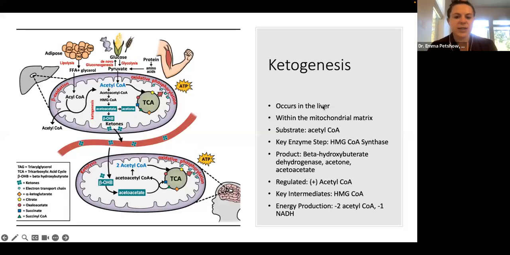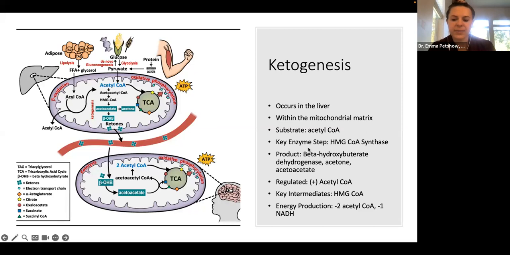This process occurs in our liver primarily. It occurs within the mitochondrial matrix. Our substrate, again, is acetyl-CoA, a super important piece of the puzzle. A key step is HMG-CoA synthase. HMG-CoA synthase is going to be your key enzymatic step. Not to be confused with HMG-CoA reductase, right? HMG-CoA reductase is in cholesterol synthesis, HMG-CoA synthase is in ketone synthesis or ketogenesis.